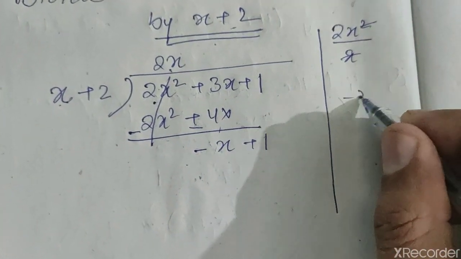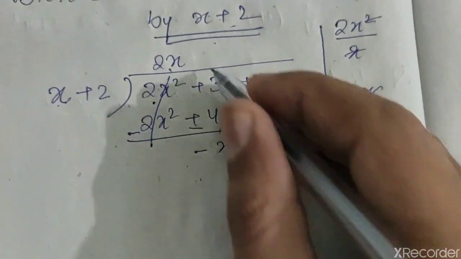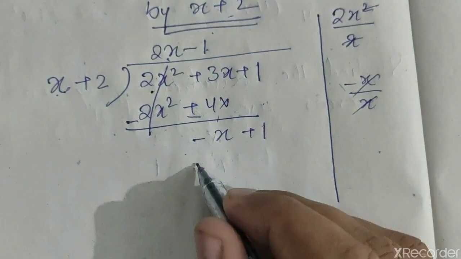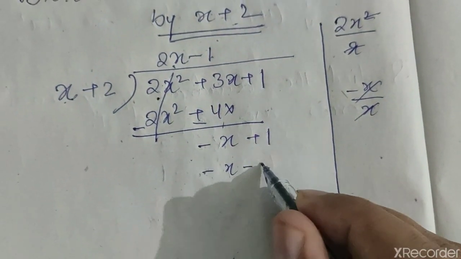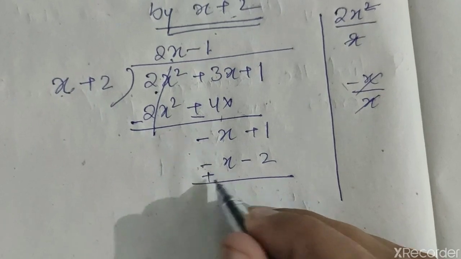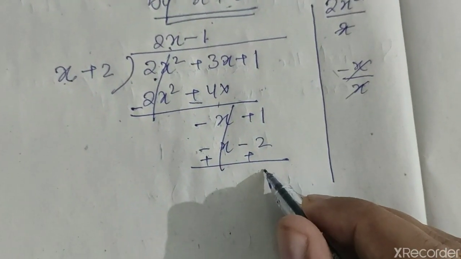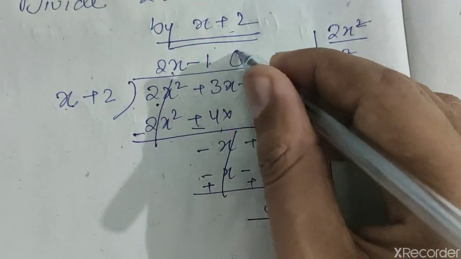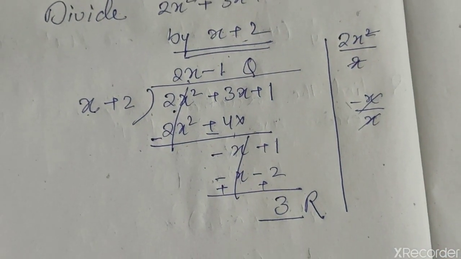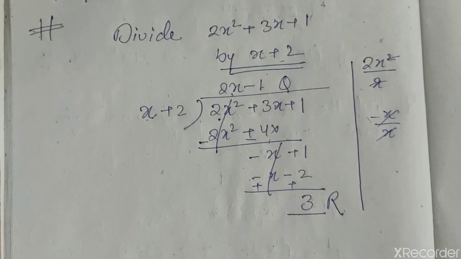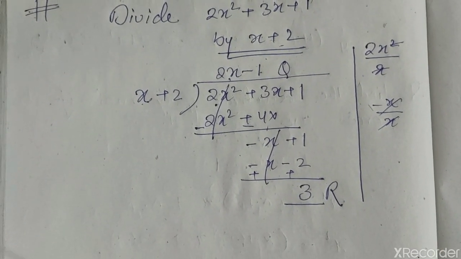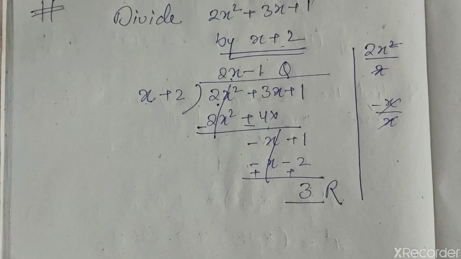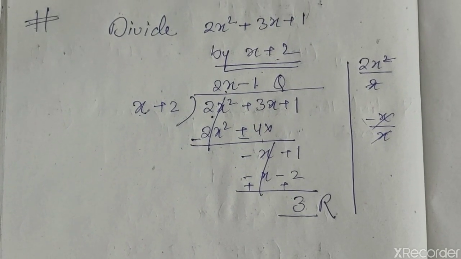So I am taking minus x upon x, that is minus 1, into x plus 2, which gives minus x minus 2. So it will be plus, it will be plus. So overall it will become 3. This 3 is called the remainder and this is the quotient. So in this way we can divide, you know this thing from the previous class also. So must practice, keep revising, the rest we will see in the next video.